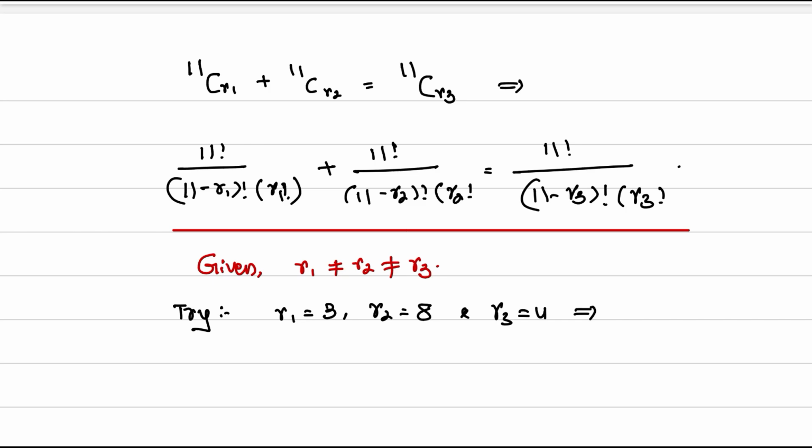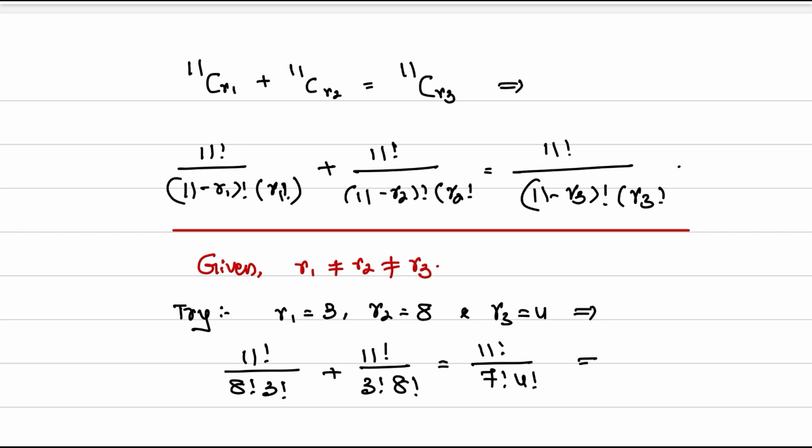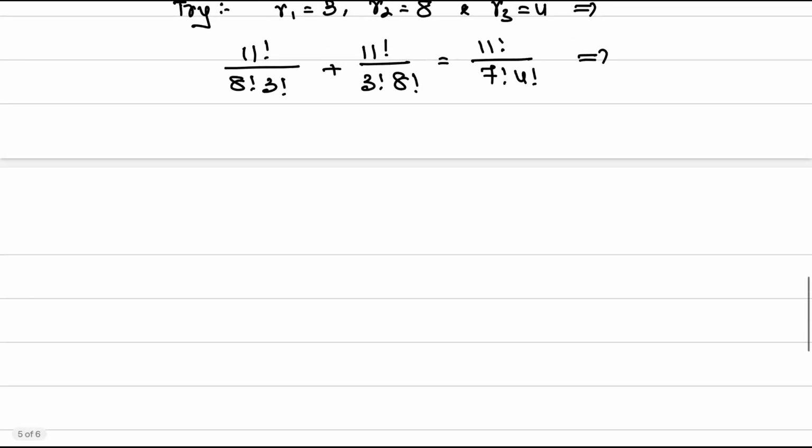With R1 equal to 3, we have factorial 11 by factorial 3 into factorial (11 minus 3), that is factorial 8, plus factorial 11 by factorial 3 into factorial 8, which should be equal to factorial 11 by factorial 7 and factorial 4. Let us see whether it is valid or not.